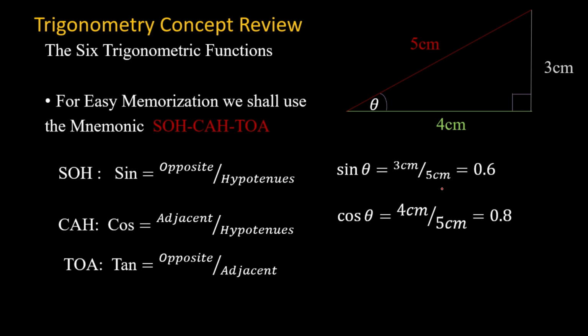Cos, we know, is adjacent over hypotenuse, which is 4 over 5 centimeters, and the answer is 0.8. Therefore, cos theta is equal to 0.8 when they ask you for that question. Then we have tan theta equal to opposite over adjacent. Opposite is 3 centimeters and adjacent is 4 centimeters. When you break it down, you get 0.75 as the result for tan theta.